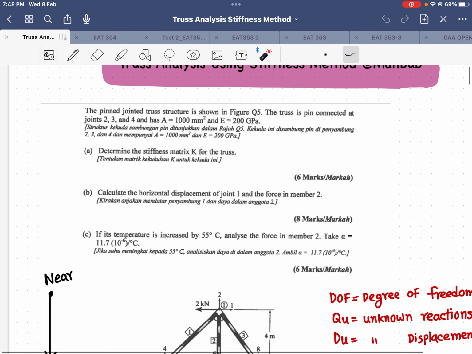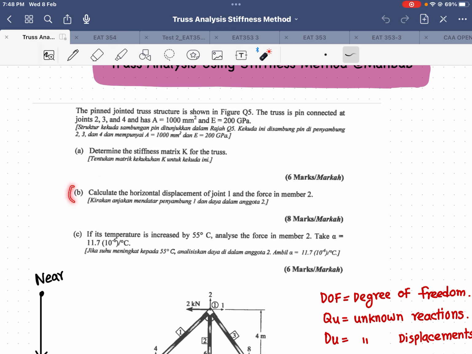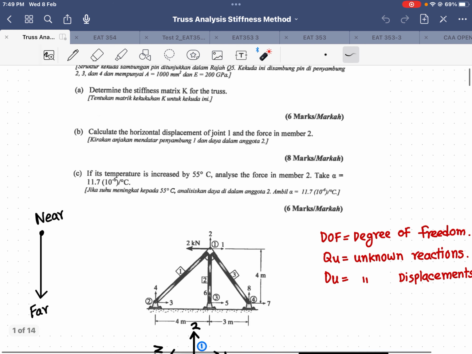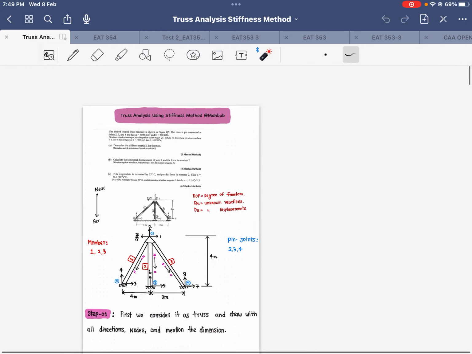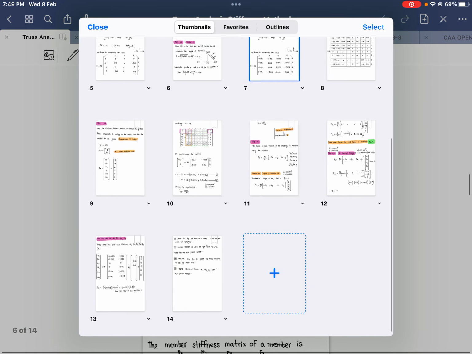In this question they say, calculate the horizontal displacement of joint J1 and the force in member 2. We already found the horizontal displacement, so now I am going to find the force in member 2. This is the force in member 2 that I am going to find, Q2.